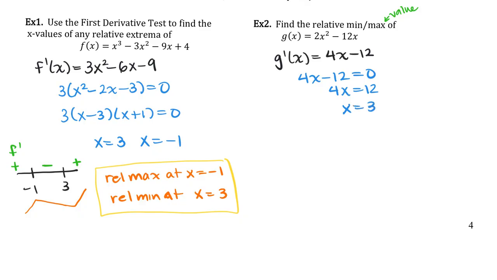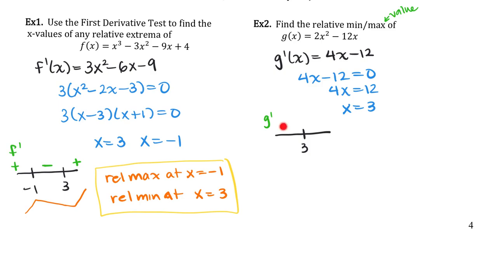Okay, so there's only one critical point. It's at x equals 3. Let's determine if this critical point represents a relative maximum or minimum or neither. So on my number line, I'm only going to put a 3. I'm going to try a number lower and higher than it, and I'm testing this in g prime to see whether g prime is positive or negative.